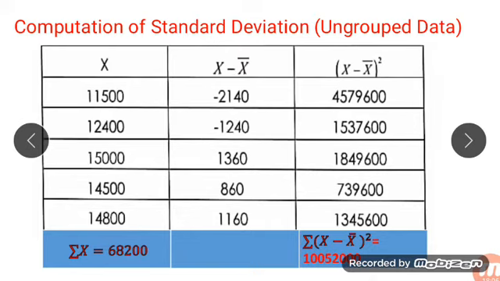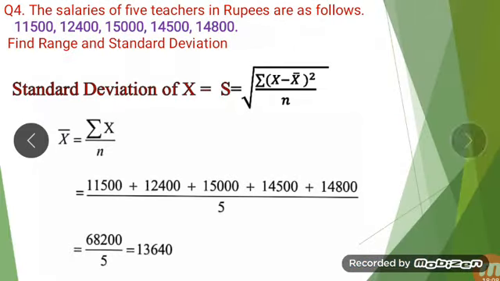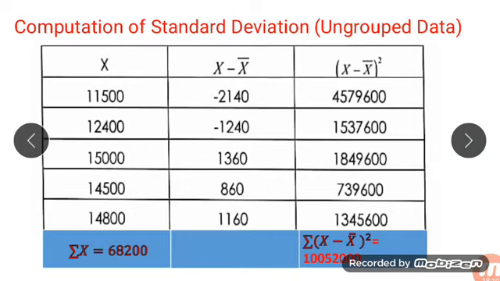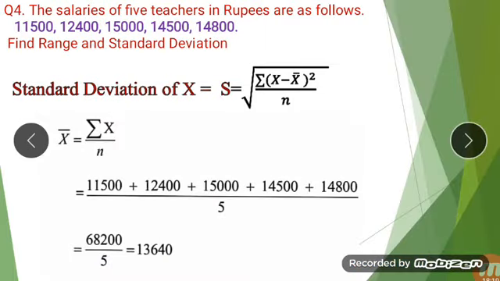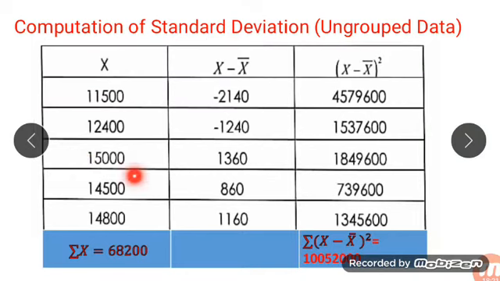Now again, when the mean is subtracted from the next value, we'll get 1,240. When 13,640 is subtracted from 15,000, we will get 1,360, and we have to continue the process till the last observation is done. Now we can see here that some values are negative.